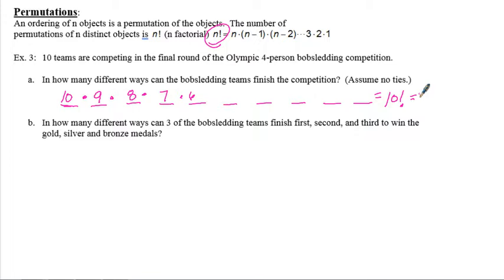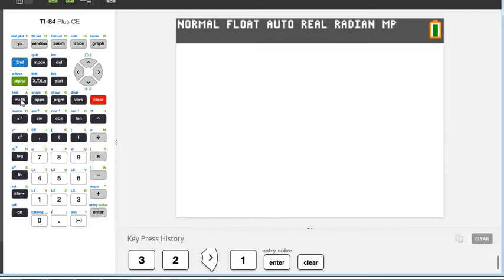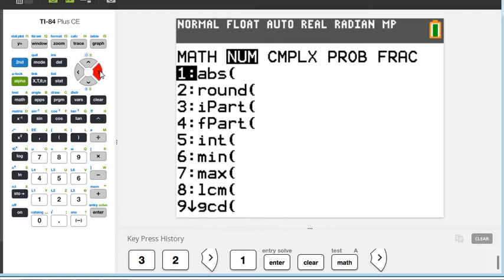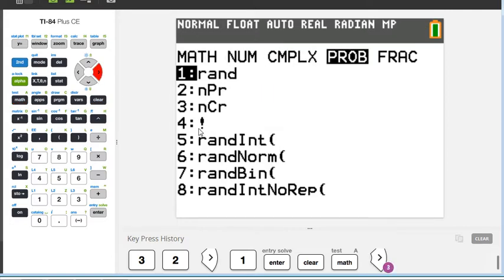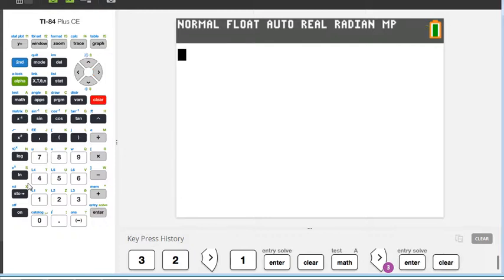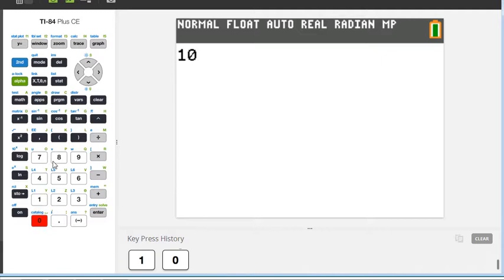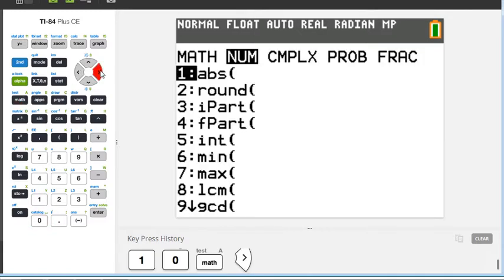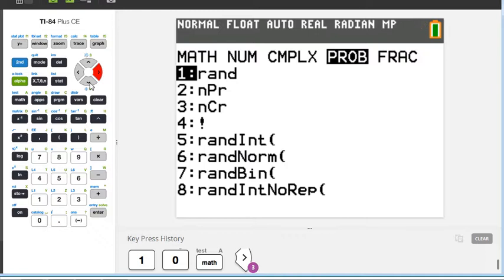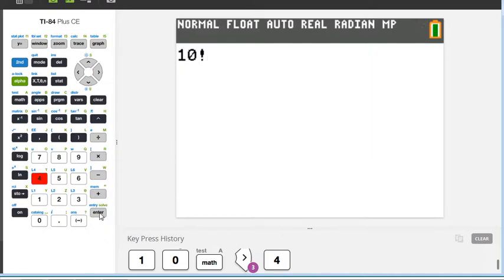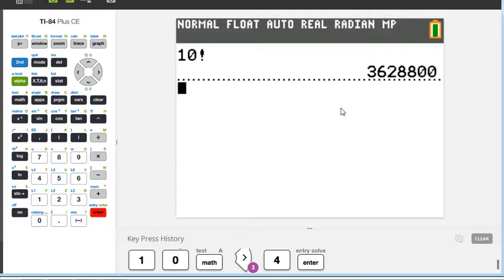We actually have on our calculator a function that we can use to do this for us. It's in our math menu, in the probability section. See the factorial here? We first have to enter our number, 10, followed by the factorial. Math, prob, choice 4. 10 times 9 times 8 times 7 times 6 times 5 times 4 times 3 times 2 times 1 equals this number here. 3,628,800.